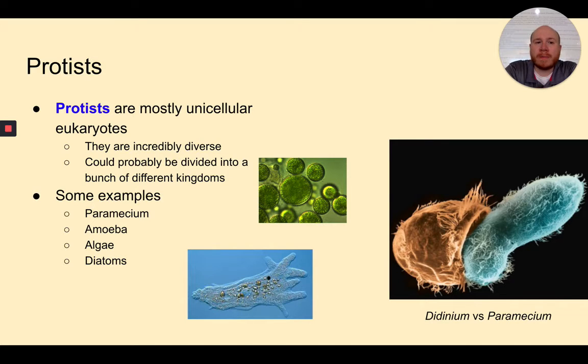So there are some that do photosynthesis. Algae do this and diatoms do this, but some don't. A paramecium or an amoeba might not. So they have a bunch of different characteristics, but what they do have in common is that they're all single-celled, or for the most part single-celled. And they're all just kind of unique and different in their own ways. So just keep in mind that protists are a group of eukaryotes. If you see something about a protist, this is what they're talking about.